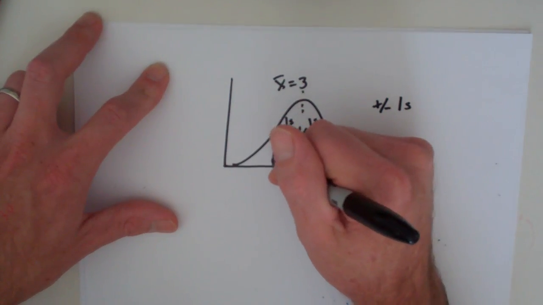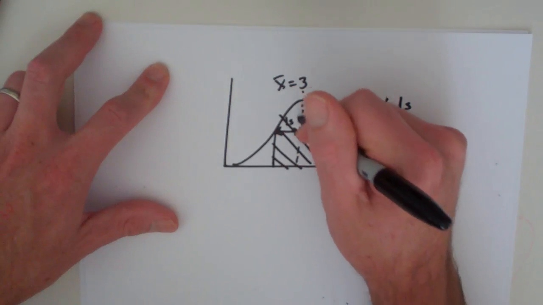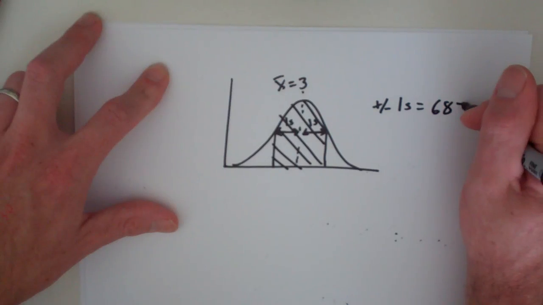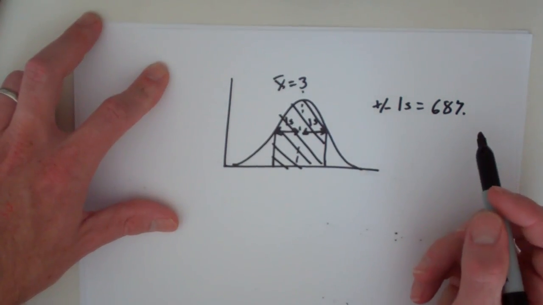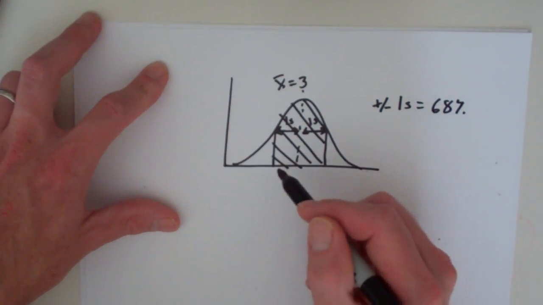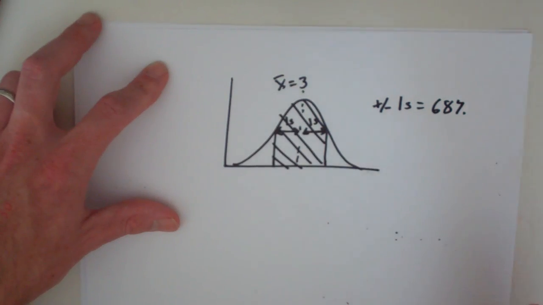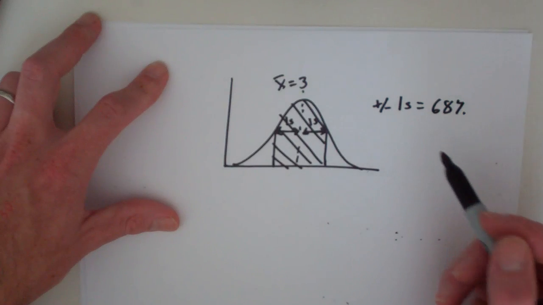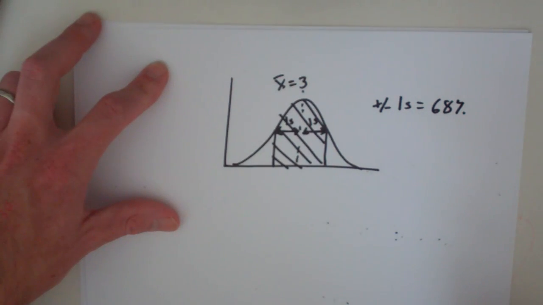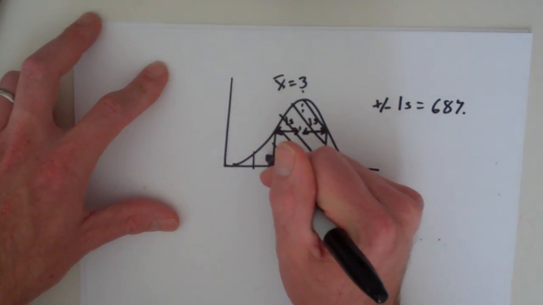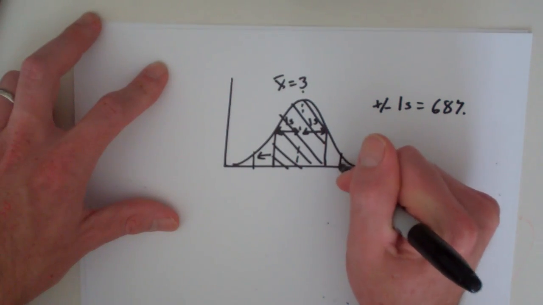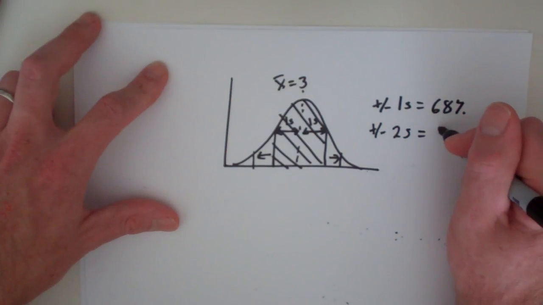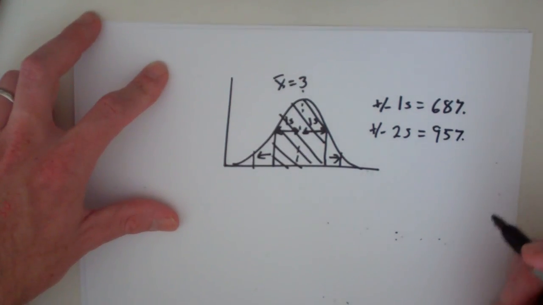It's telling you that if you were to take plus or minus 1 standard deviation, then the area under the curve is going to encompass 68% of the area under this curve. So 68% of the data points in the distribution will fall within plus or minus 1 standard deviation. Plus or minus 2 standard deviations, if you were to go out one more, is going to cover 95% of the area under the curve.